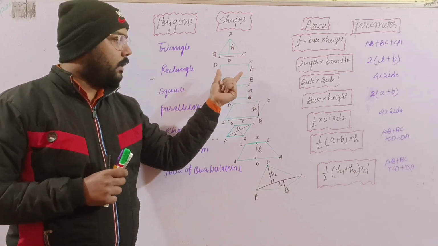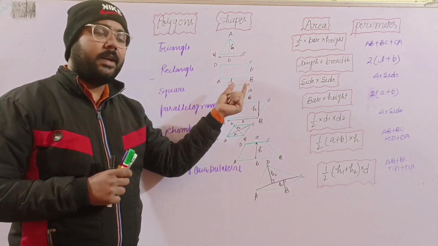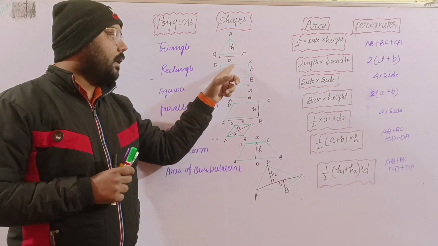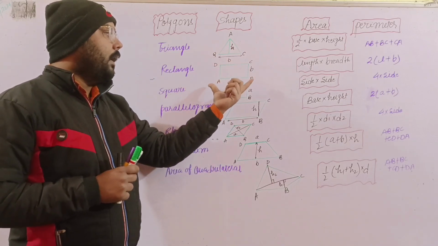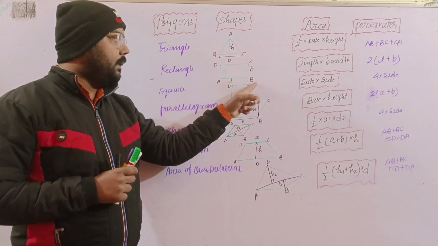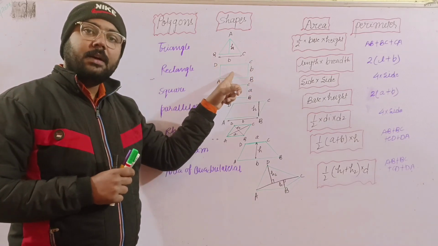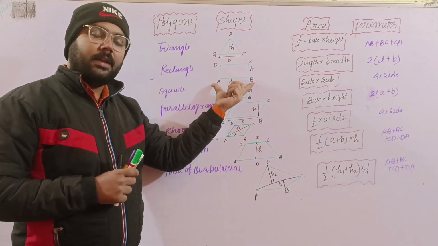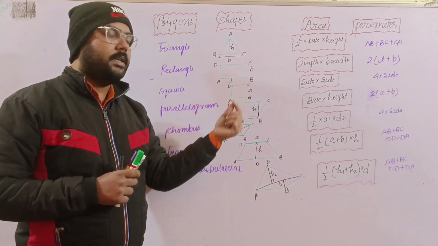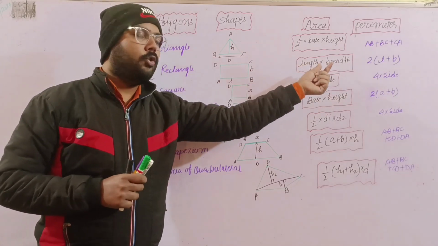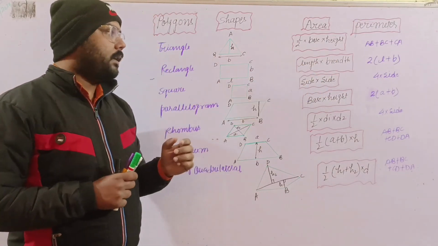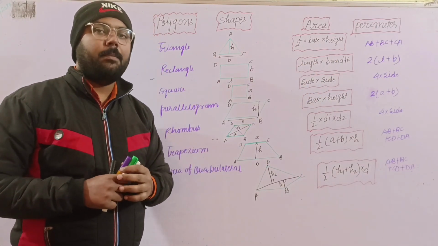What is rectangle? Rectangle is also a closed figure of four sides in which opposite sides are parallel and equal. So ABCD is a rectangle. I have taken AB as a length and BC as a breadth. So area of rectangle is equal to length into breadth, and the perimeter of the rectangle is equal to 2 inside the bracket L plus B.